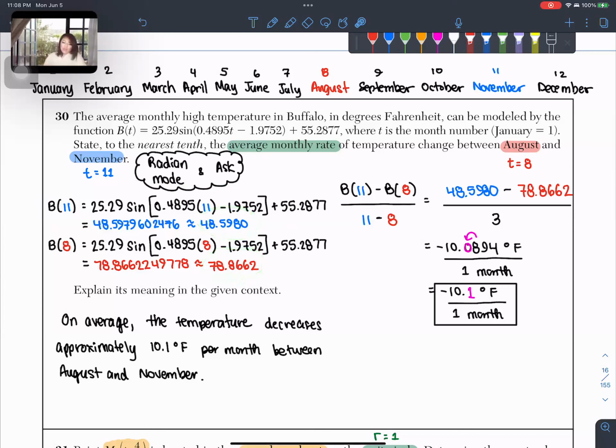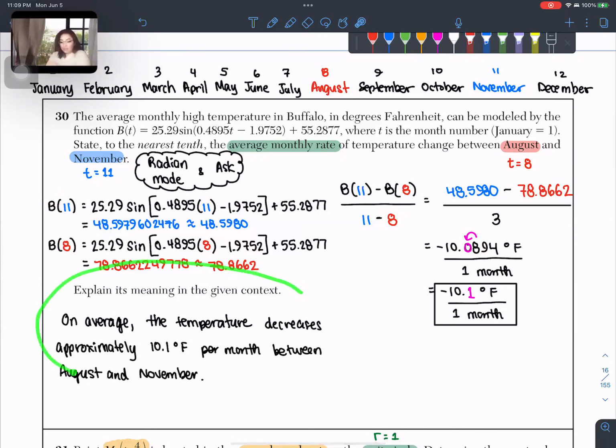And then substitute, like, the average is B(11) minus B(8) over 11 minus 8. Like, in calculus, this is what we do. We don't do slope anymore, like y2 minus y1 over x2 minus x1. Like, that's Algebra 1. You graduated from that. So we're going to use this formula, and you should get about negative 10.1 degrees Fahrenheit per 1 month.